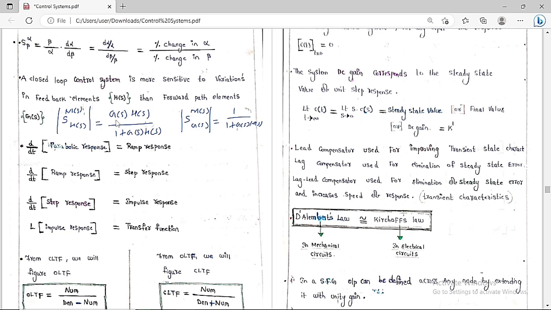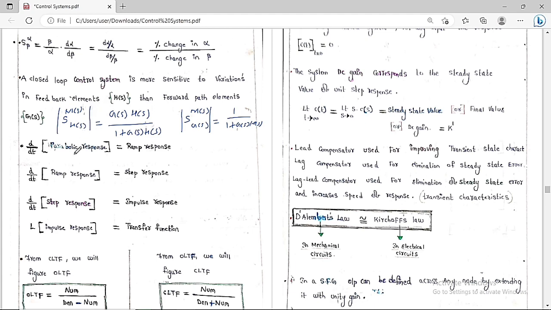So the sensitivity of M(s) with respect to H(s), in magnitude, is equal to G(s)H(s) divided by 1 plus G(s)H(s). Whereas the sensitivity of M(s) with respect to G(s), in magnitude, is equal to 1 divided by 1 plus G(s)H(s). These things I already told you many times.